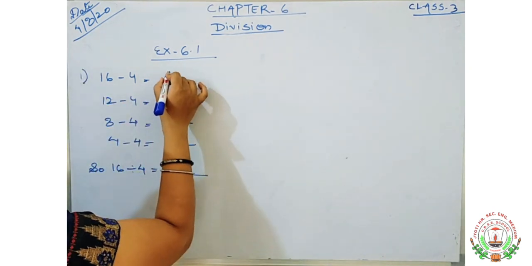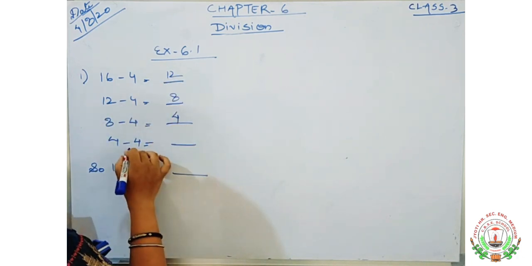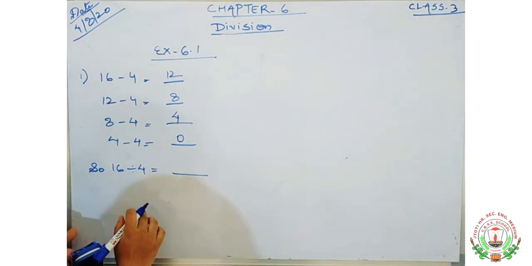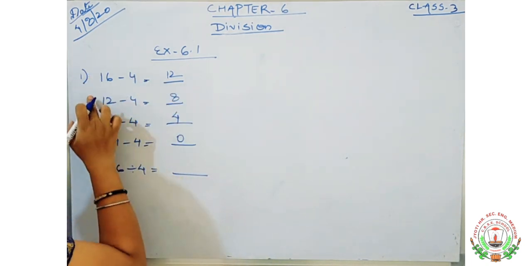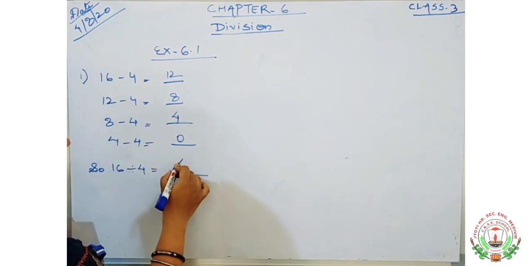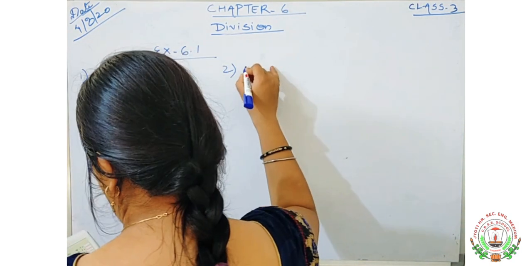16 minus 4 will be 12. 12 minus 4 will be 8. 8 minus 4 will be 4. 4 minus 4 will be 0. So what is the answer? How many times did we subtract? 1, 2, 3, 4. So what will be the answer here? 4. Okay. Now number 2.